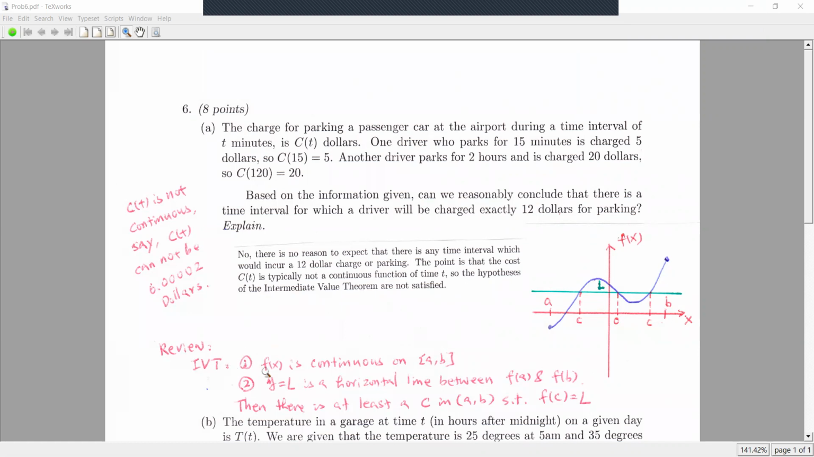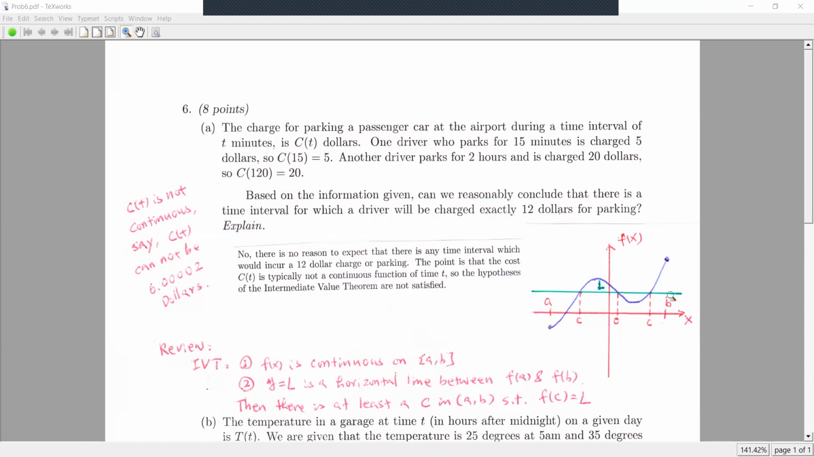Number 1, function f is continuous on the closed interval [a, b]. The graph of the function is continuous. No jump, no break. Number 2, L is a horizontal line that lies between the function values at the two endpoints a and b.